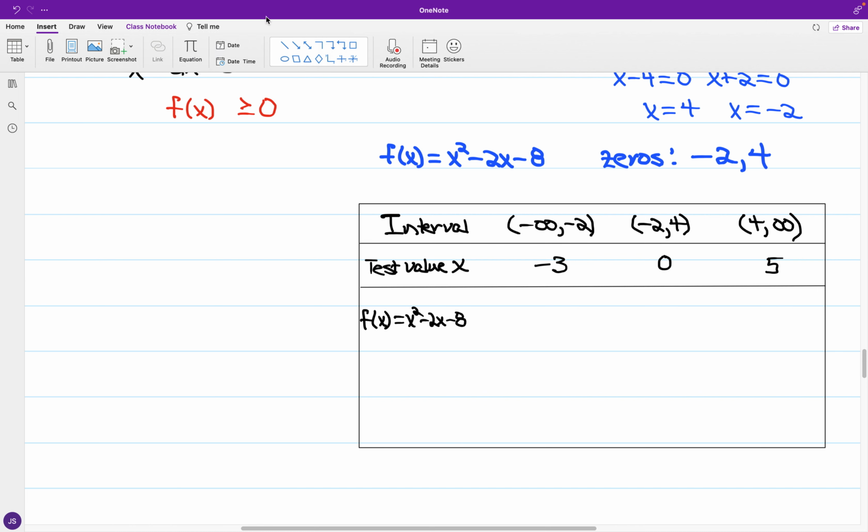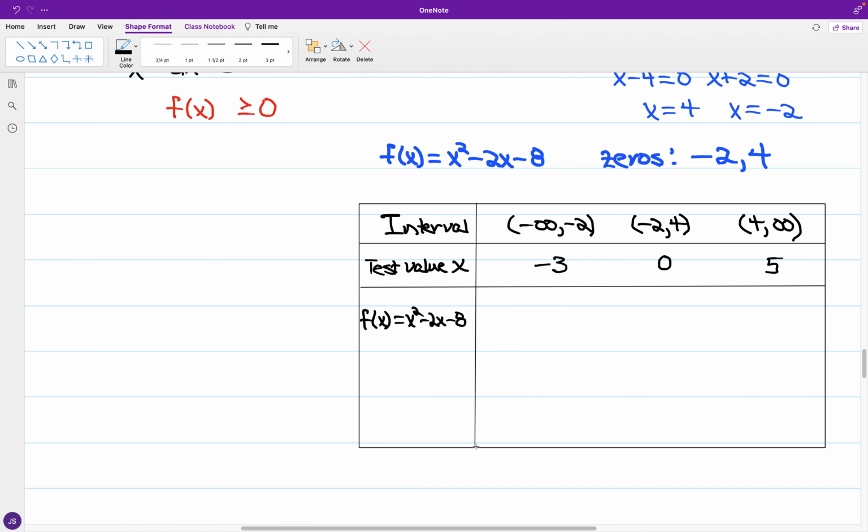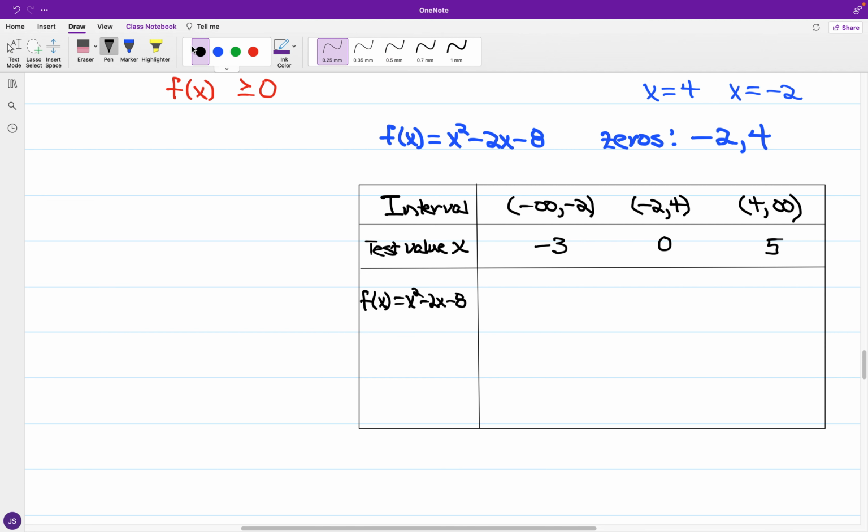Okay, now working with the input values. We got for f of negative 3, negative 3 squared minus 2 times negative 3 minus 8. Negative 3 squared is 9. Negative 2 times negative 3 is plus 6, which is 15 minus 8. And so this will come out to a positive 7.